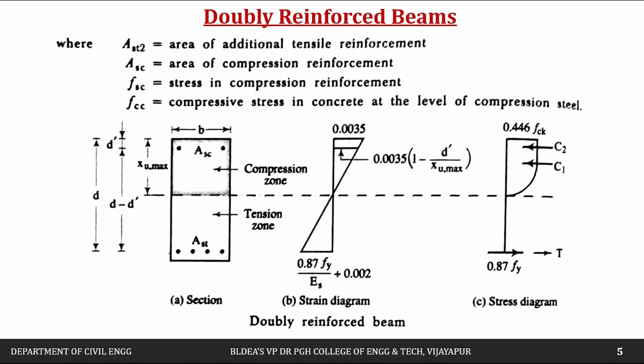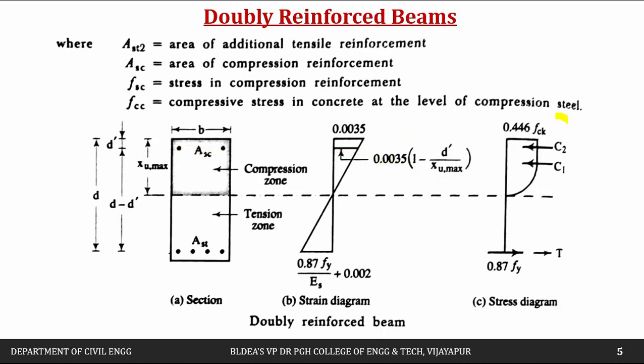Then next, AST2 is nothing but the area of additional tensile reinforcement. At the bottom, just now I showed, we are going to provide extra reinforcement, that is AST2. At the top we provide reinforcement, that is ASC. This is the strain diagram, which shows the strain profile in the compression zone as well as in the tension zone. As we have additionally provided this reinforcement, the strain at that level, if you calculate, is given by 0.0035 into 1 minus D dash divided by XU max.